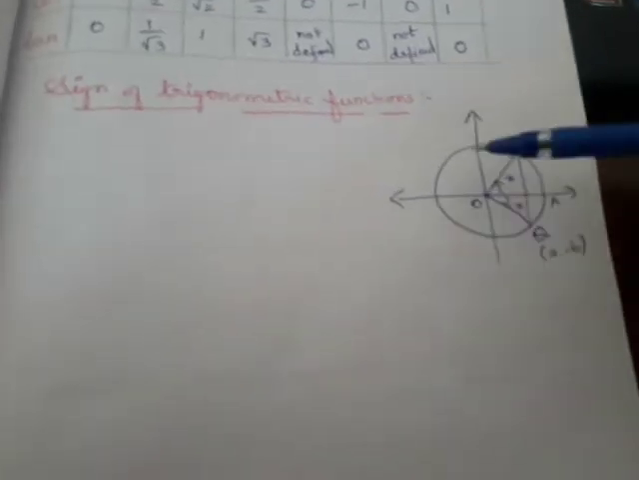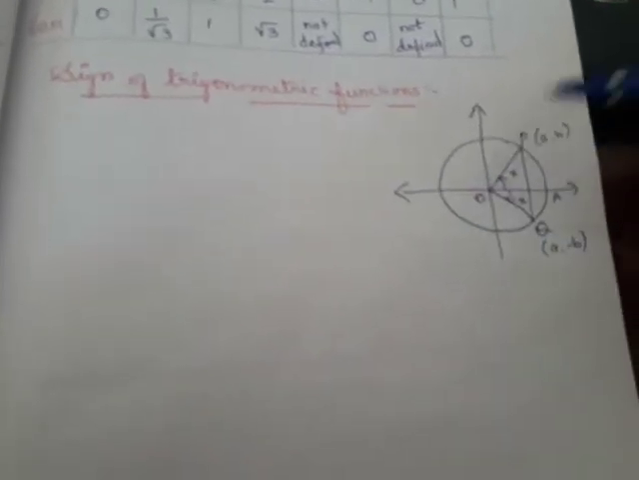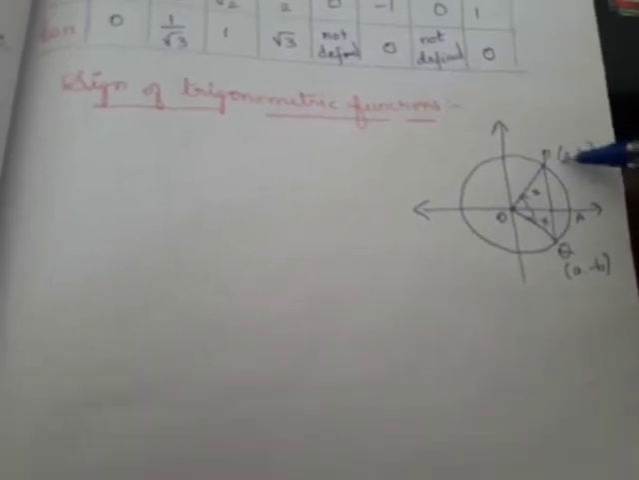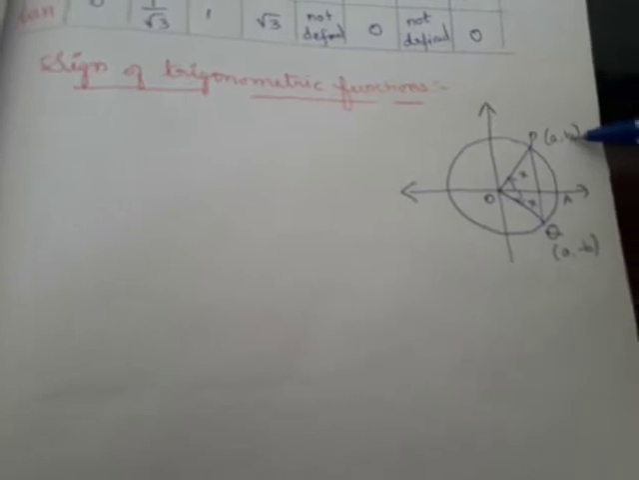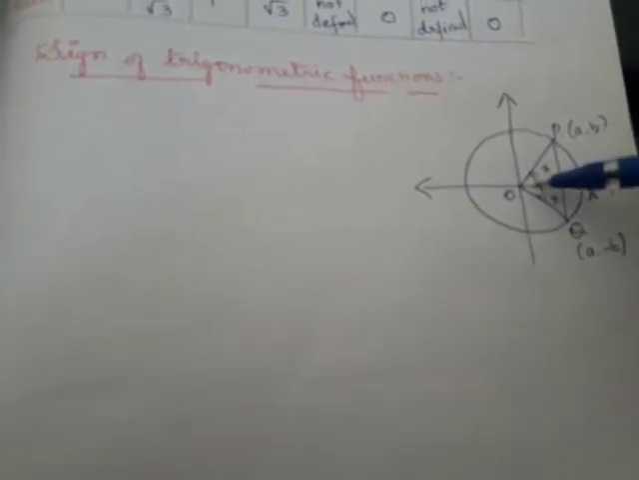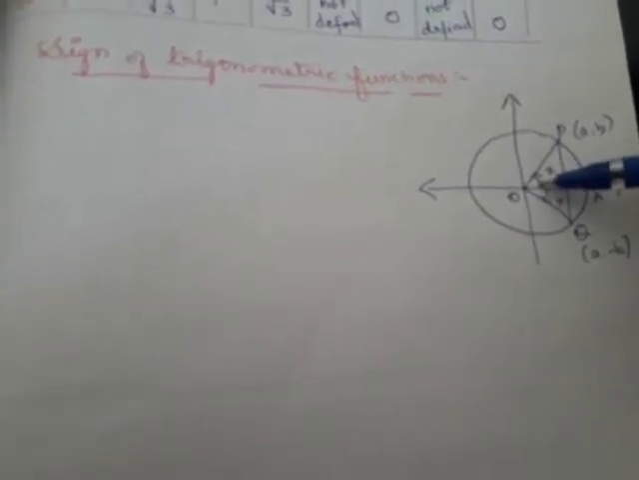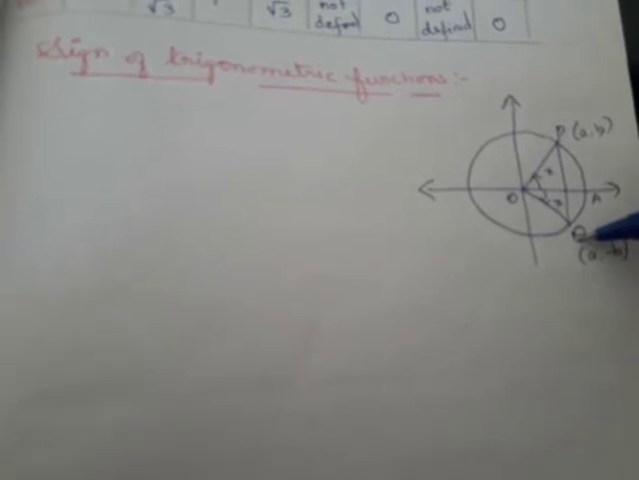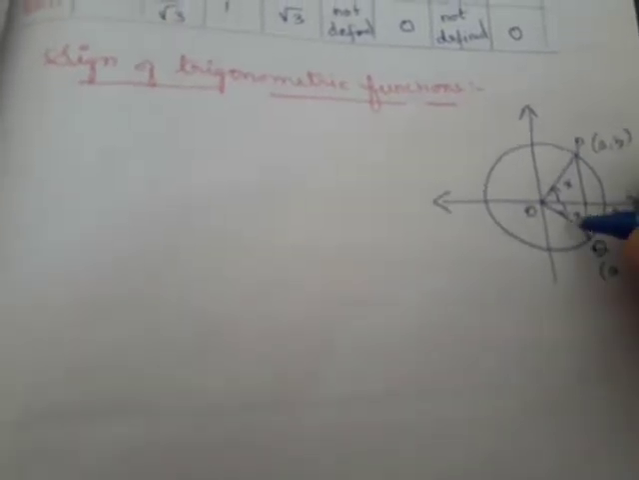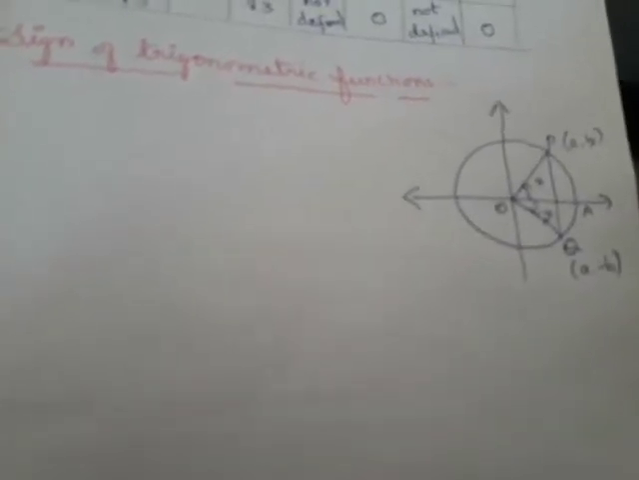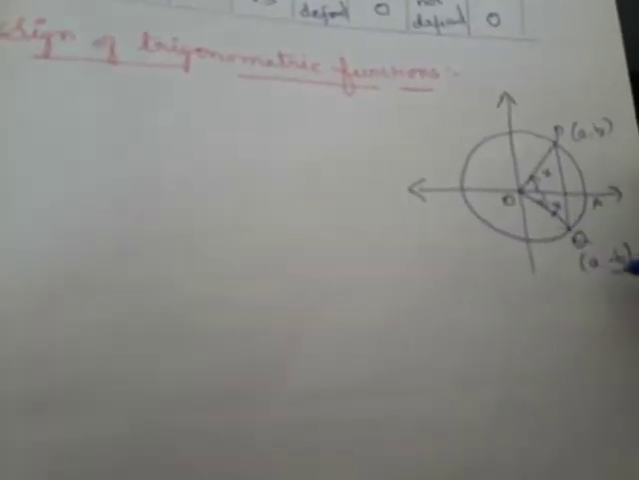Now let us consider the same unit circle, and so far we have analyzed with the point P with coordinates a comma b, right, and this is x radian. Now assume a point Q in such a way that the angle is minus x radian and the coordinates of Q are a comma minus b. Now what will happen to cos minus x and sin minus x?